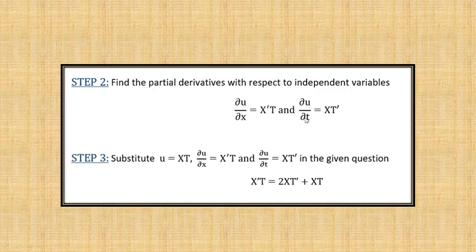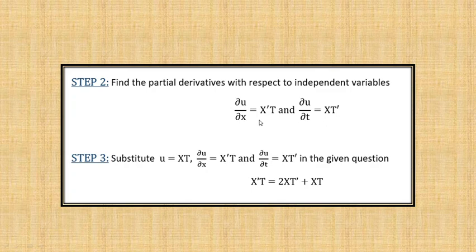And if we evaluate ∂u/∂t, then capital X is purely a function of small x, hence it can be treated as a constant while we differentiate partially with respect to t. Hence I take capital X as a constant outside and differentiate capital T of t with respect to t, and the derivative of capital T with respect to small t is denoted by capital T dash.